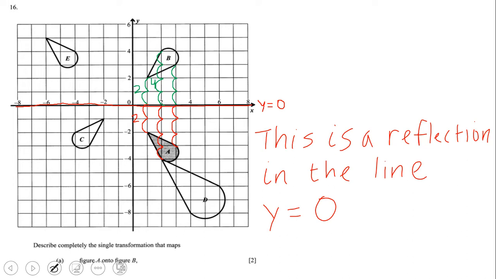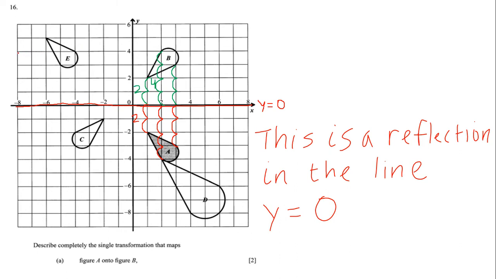But I have a question. Go ahead. I got the same answer, but how did you know that the line of reflection is y equals 0? Oh, how do I know that the line is y equals 0? Well, because this is the line y equals 0.